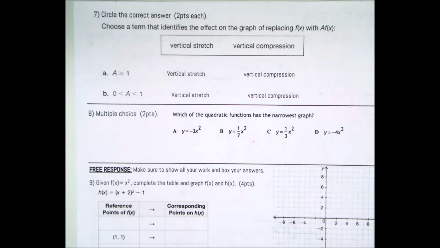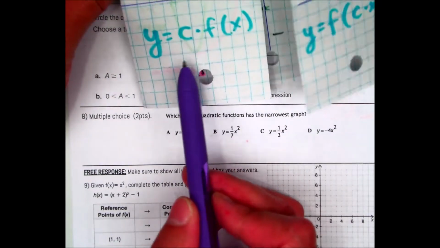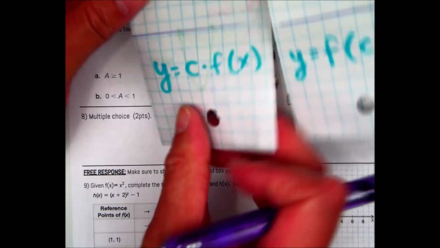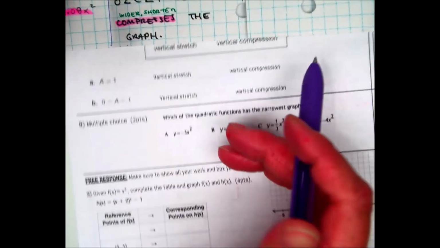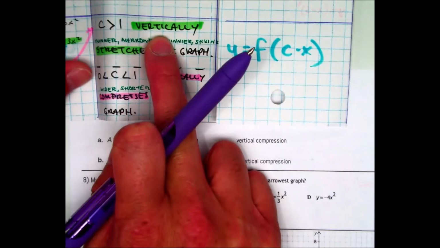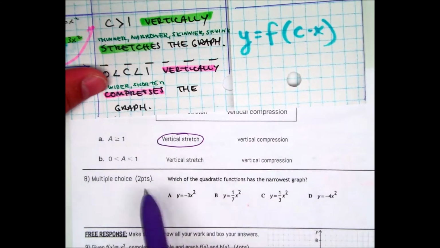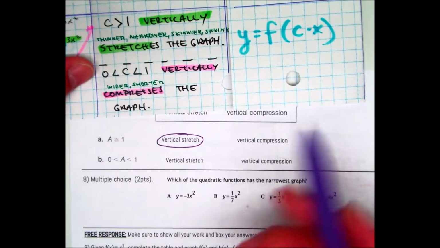Circle the correct answer. Choose the term that identifies the effects of the graph. It's talking about a vertical. Vertical here is the number in front. The number in front tells you that if it is bigger than or equal to 1, that is called a vertical stretch. And if the number is between 0 and 1, then it's a vertical compression.